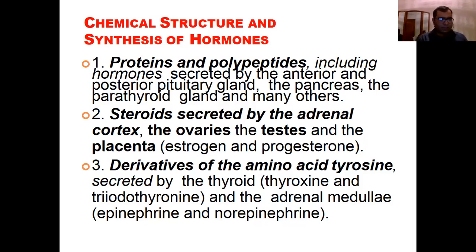The second one is steroids, secreted by the adrenal cortex, cortisol and aldosterone, the ovaries, estrogen and progesterone, the testes, testosterone, and the placenta, estrogen and progesterone. Third, derivatives of the amino acid tyrosine, secreted by the thyroid, thyroxine and triiodothyronine, T4 and T3, and the adrenal medulla, epinephrine and norepinephrine. There are no known polysaccharide or nucleic acid hormones.